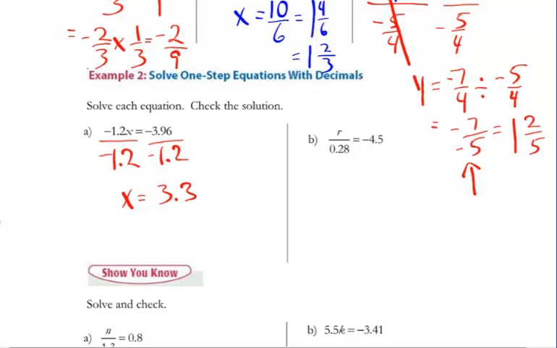Okay, next one. We have r divided by 0.28. The inverse operation is multiplication, so times 0.28, and that cancels out on the left, so we're left with r equals negative 4.5 times 0.28 equals negative 1.26. And the reason it's negative, we have a negative times a positive, so there's an odd number of negative signs, so we end up with a negative product.